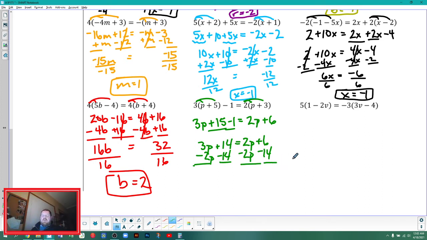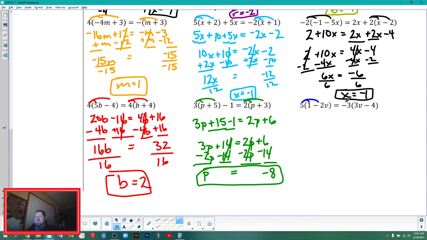Moving faster than my pen can write. 3p minus 2p is p. 14 minus 14 cancels. 2p minus 2p is 0. And so those cancel. And 6 minus 14 is negative 8. So we get p is equal to negative 8.